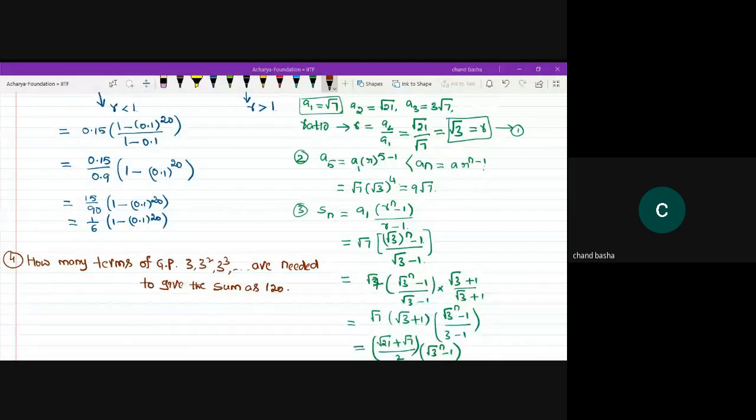Yes, Sarandeep. Sir, 8 are required, sir. Yes. Sir, 4 terms are required and combination is 3, sir.